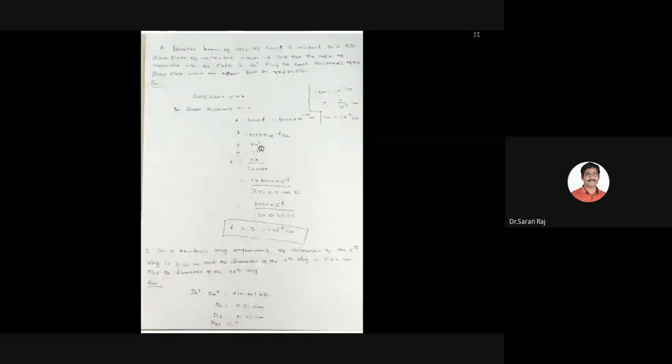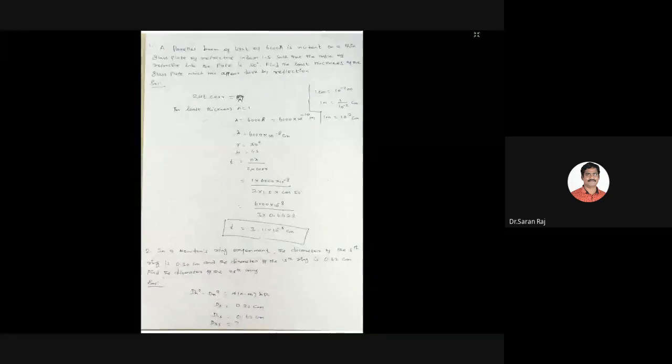Then they are asking the least thickness. In this formula, which parameter do we want? The n value. How to find the n value? The question is to find the least thickness. Least means you consider the order of the spectrum n equal to 1. That is the least thickness. This is the data given in our question paper. Then find the thickness; the T value you can calculate in this formula.